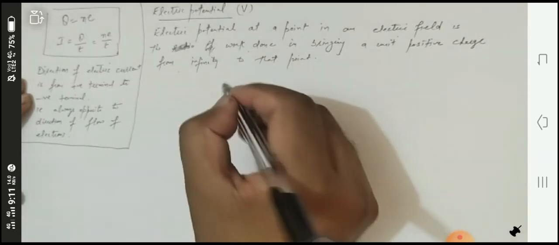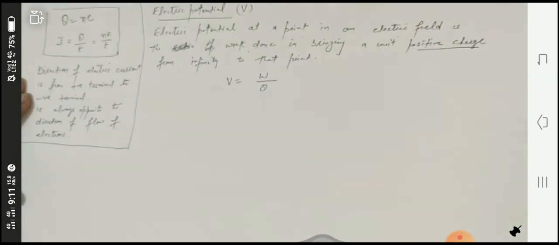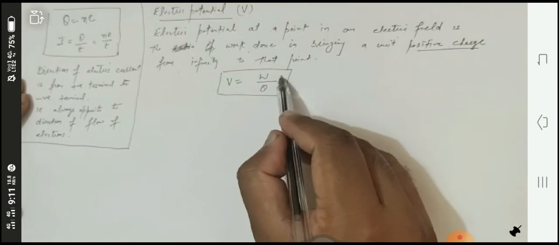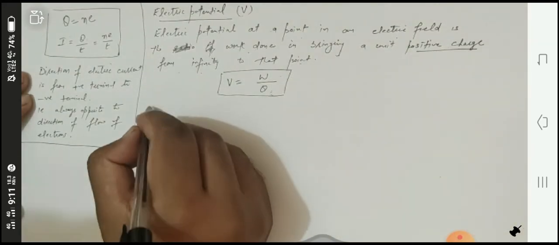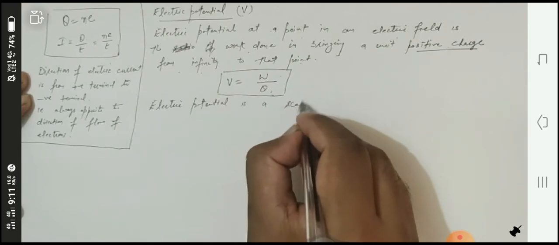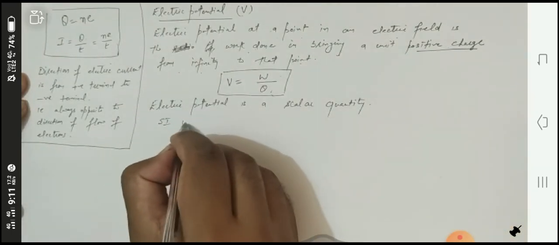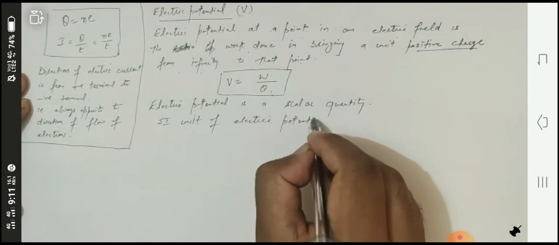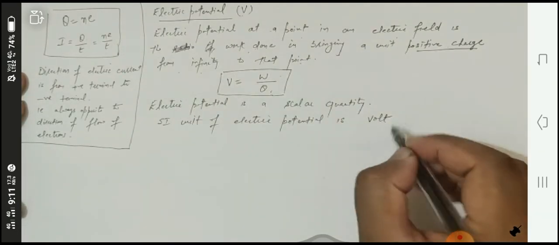So according to the definition, electric potential is actually work done per unit charge, per unit positive charge. So the formula becomes V is equal to W upon Q, where W is the work done in bringing that unit positive charge from infinity to that point. Electric potential is a scalar quantity. And the SI unit of electric potential is volt, denoted by capital V.